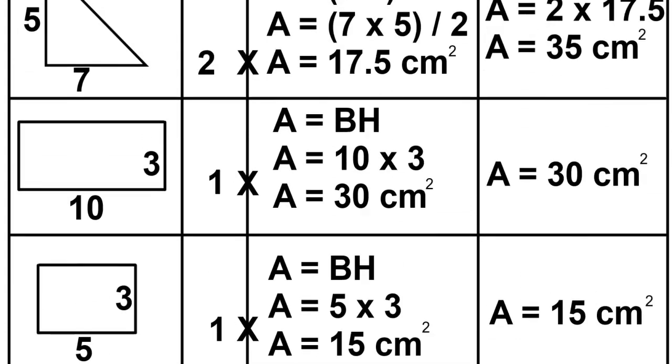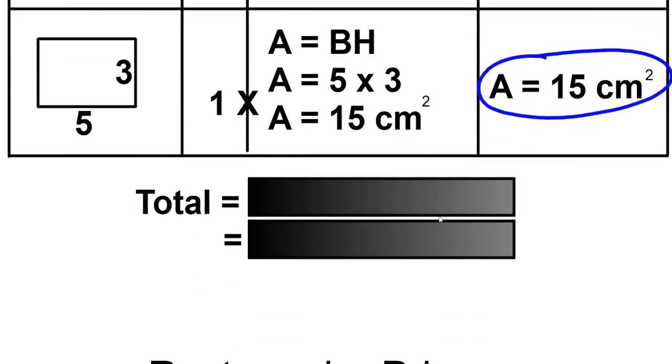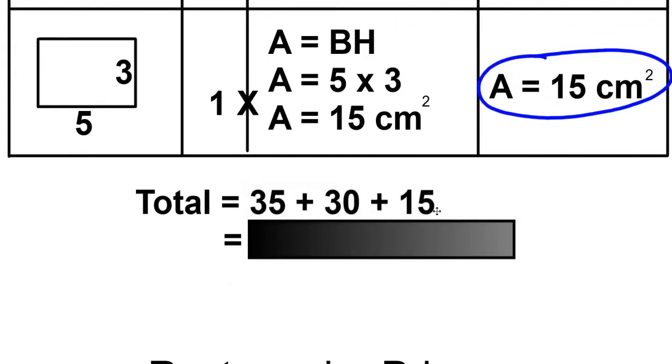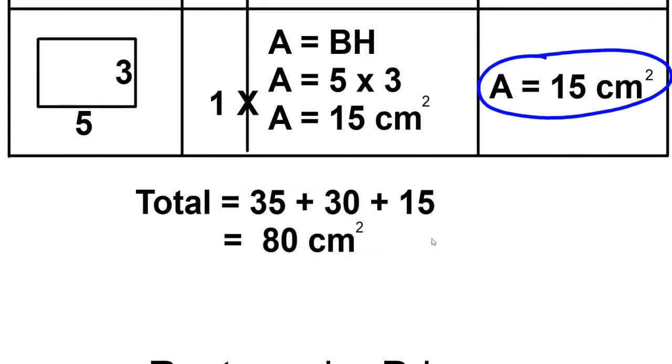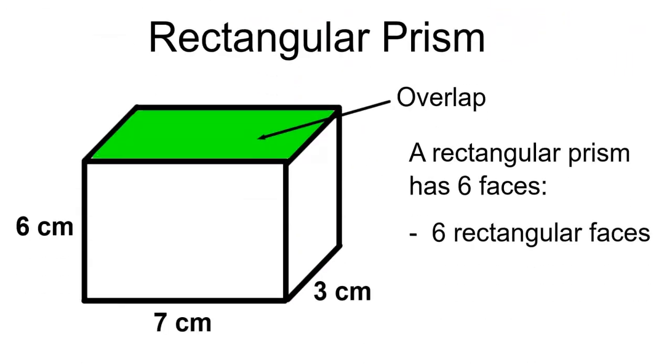Then we're going to add up our totals. Our first total is 35 centimeters squared, our second total is 30 centimeters squared, and our final total is 15 centimeters squared. Which gives us a final total of 80 centimeters squared. Now we'll find the surface area of the rectangular prism. Remember, there is overlap, so please don't count that.